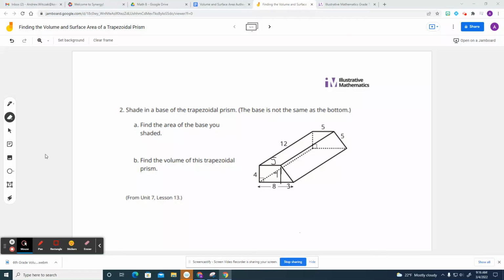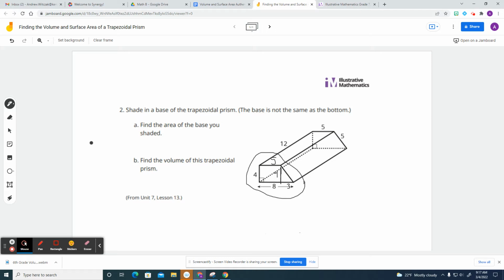So for this problem, we're going to find the surface area and the volume of a trapezoidal prism. So what we're going to do is find the area of the base shaded. So first, here's the base part. And if you notice, the base area is a trapezoid.